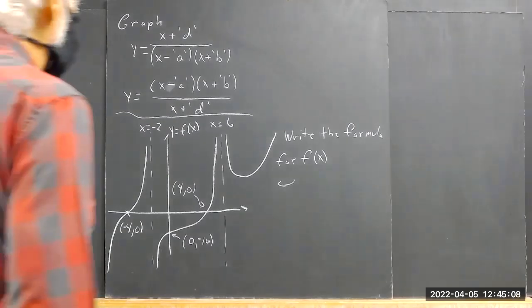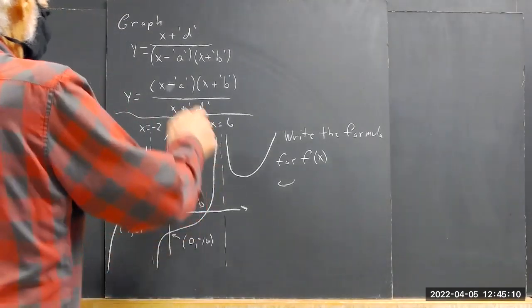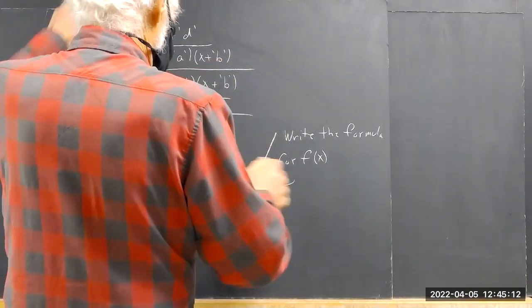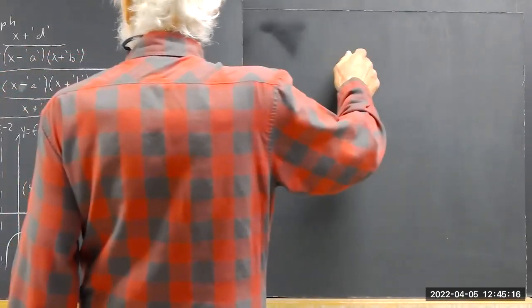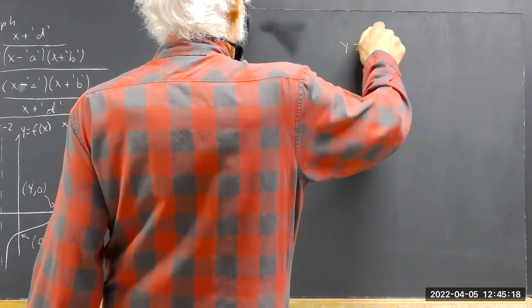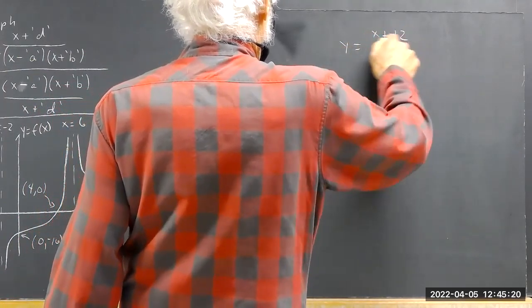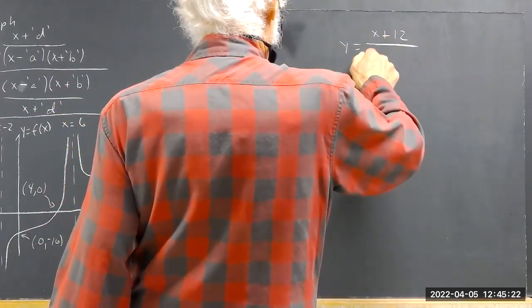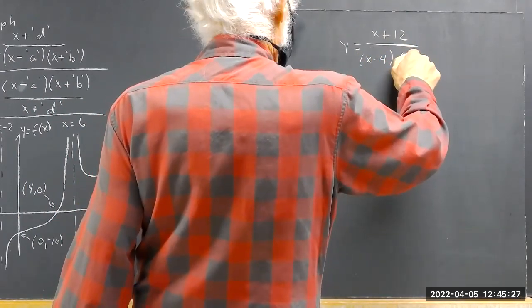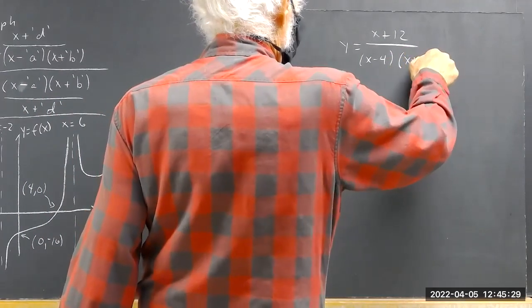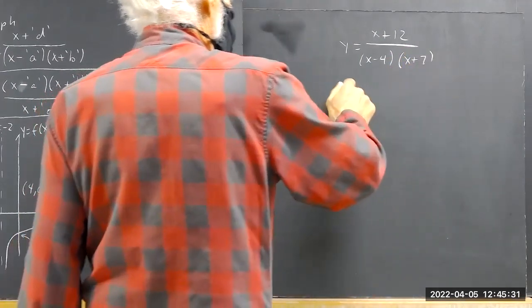Okay, so for this function, let's just say that this is f of x equals (x plus 12) over (x minus 4) times (x plus 7).